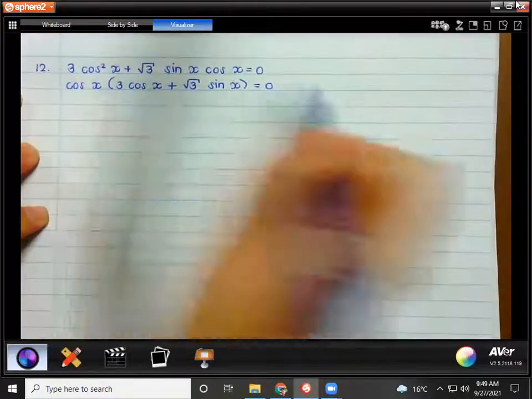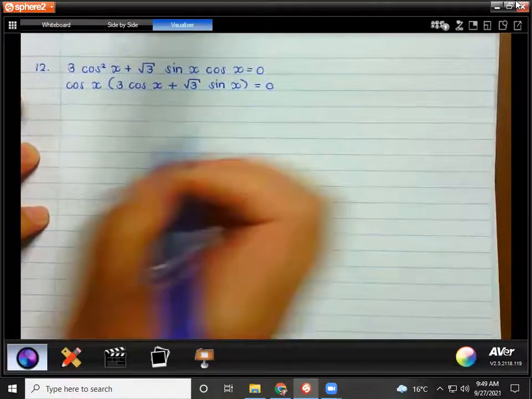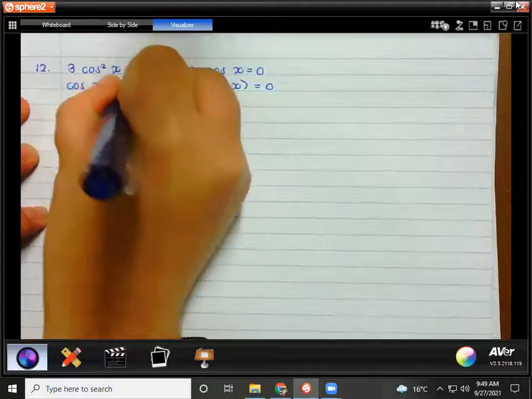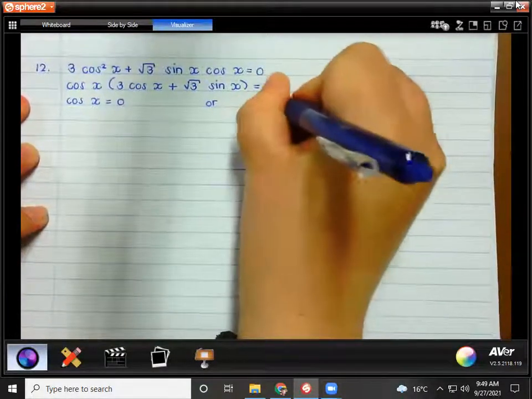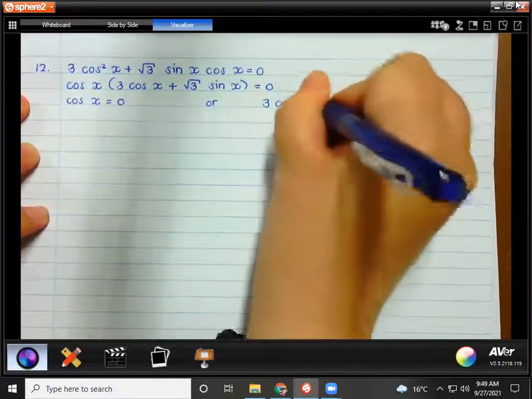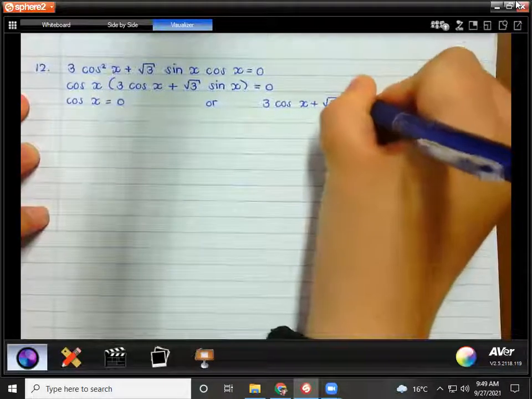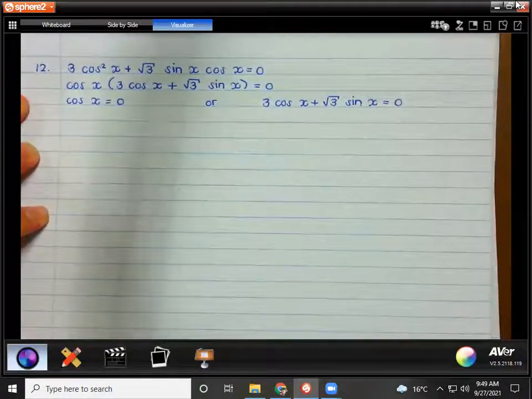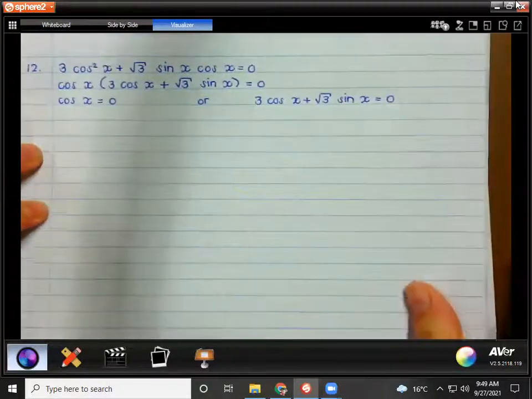Okay, now same thing here. We have a product. Each factor is going to have to be equal to 0. So we're going to have to say cos x must equal 0, or this whole bracket, right? 3 cos x plus root 3 sine x equals 0. Okay, now let's quickly do this one first, the cos x equals 0.